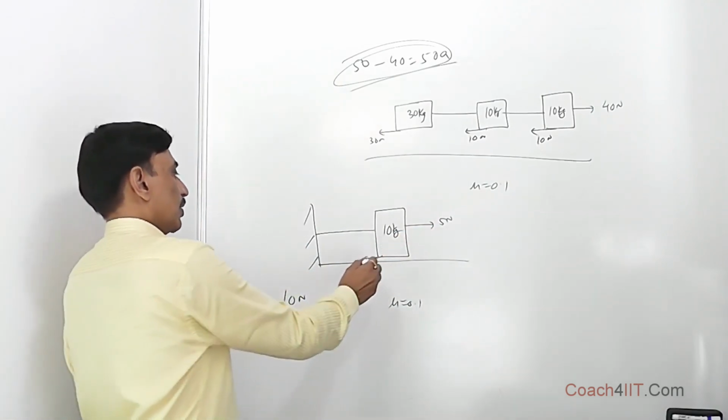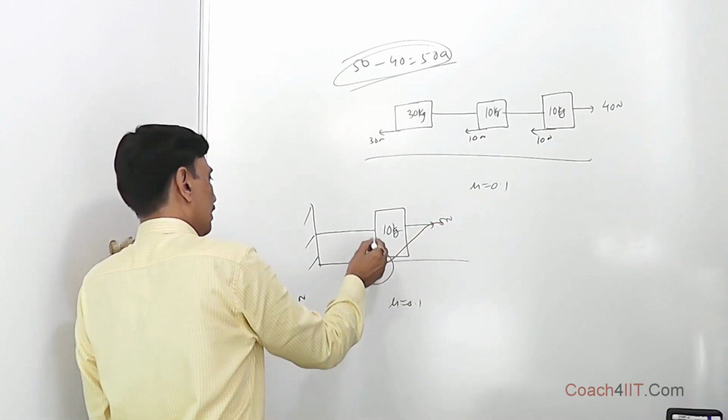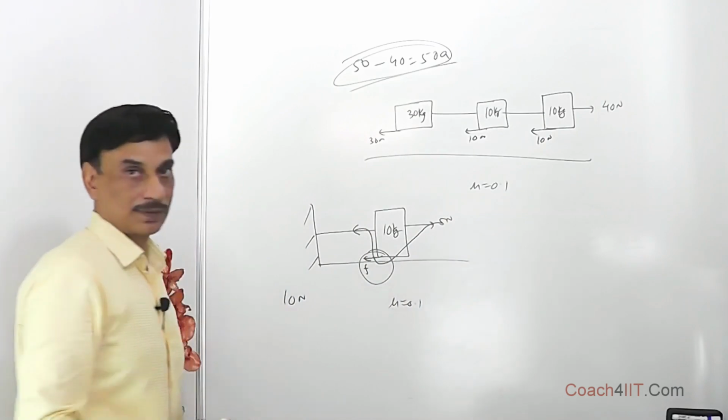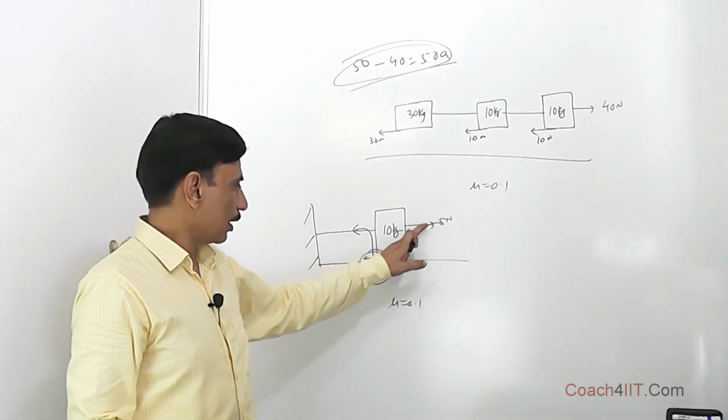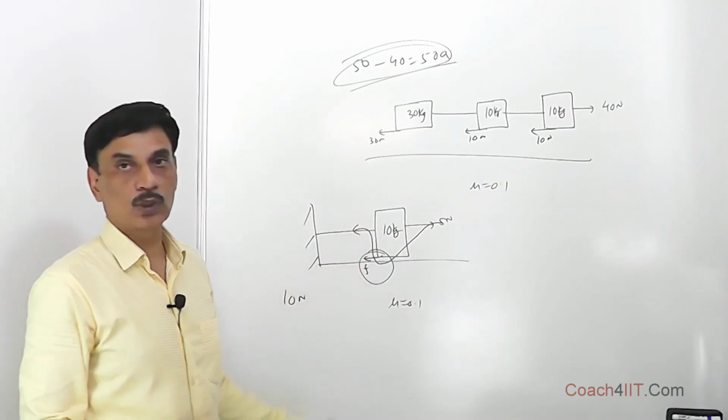The friction force says, first overcome me, then the rest of the force I can transmit over here. And this force is not able to overcome this force. So as a result, the tension in the string is going to be 0.